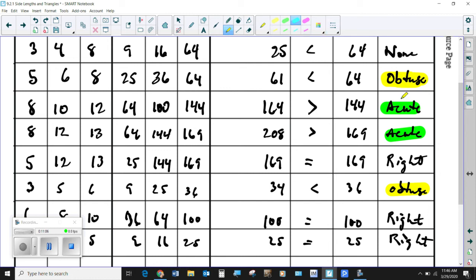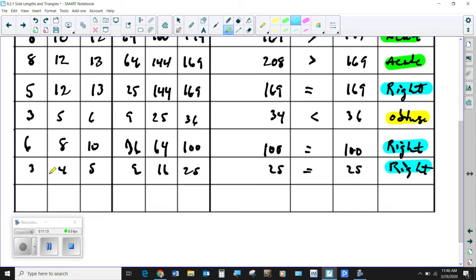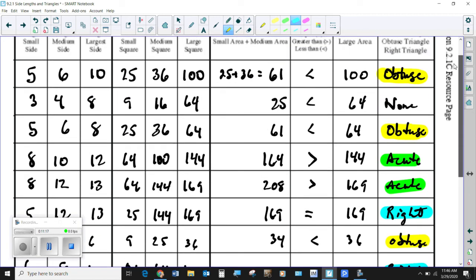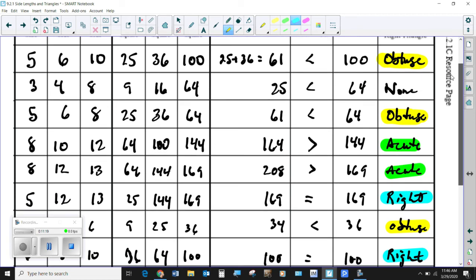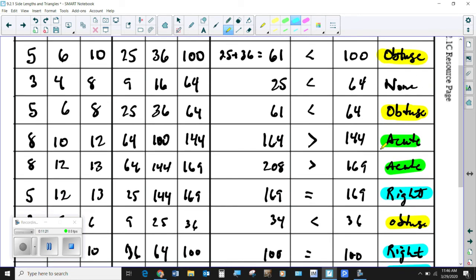And then let's look at all the right ones. Here's a right one, here's a right one, and here's a right one. And this lowest right one was actually the one that we had for our second line. So, do you notice anything here? What do all the obtuse triangles have in common?